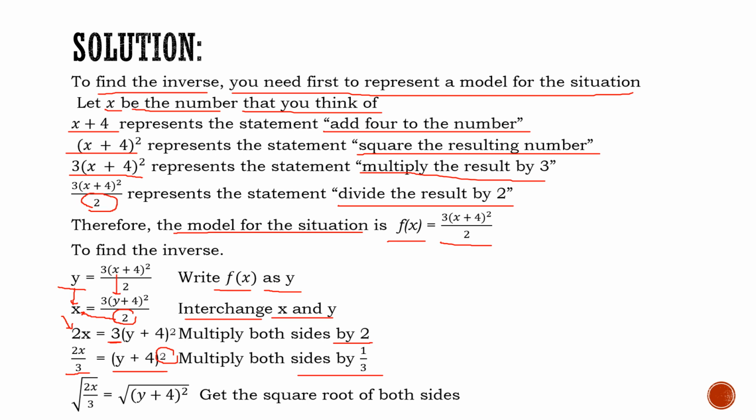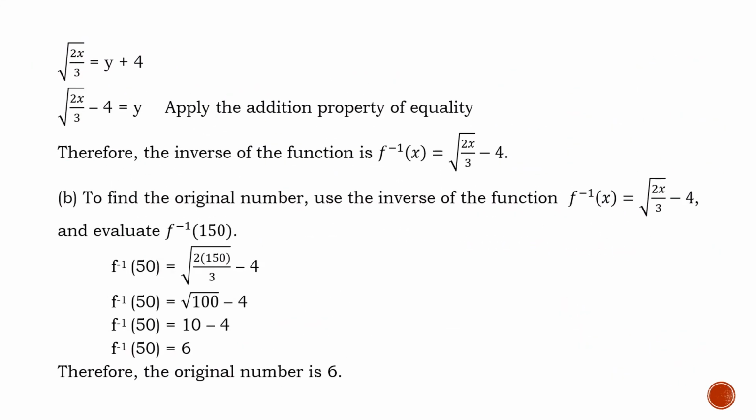we need to take the square root of both sides of the equation to cancel out the exponent. Since we take the square root of both sides, the exponent, which is equal to 2, will be cancelled out. So that will be equal to the square root of 2x over 3 equal to y plus 4. As you can see, the square root of 2x over 3 is now equal to y plus 4.